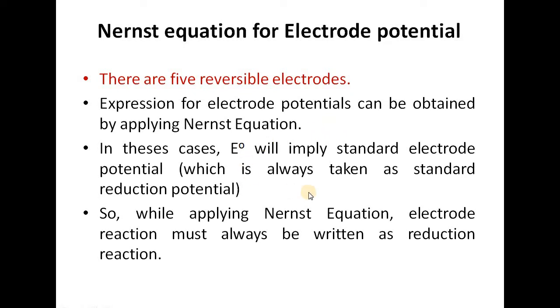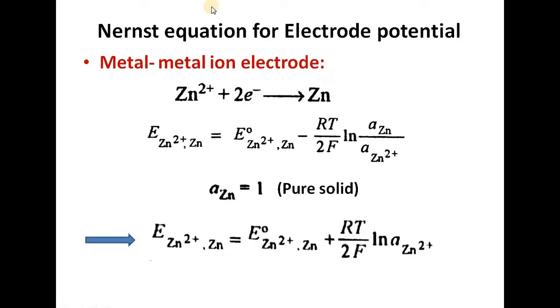The half cell reaction which we will take will be the reduction half cell reaction. The reason being that E naught, which is the standard electrode potential, is always taken as the standard reduction potential. As we have already seen in the electrochemical series, E naught is always taken as standard reduction potential. So while applying the Nernst equation, we will always take the half cell reaction in terms of reduction. The electrode reaction must always be written as a reduction reaction while applying the Nernst equation.